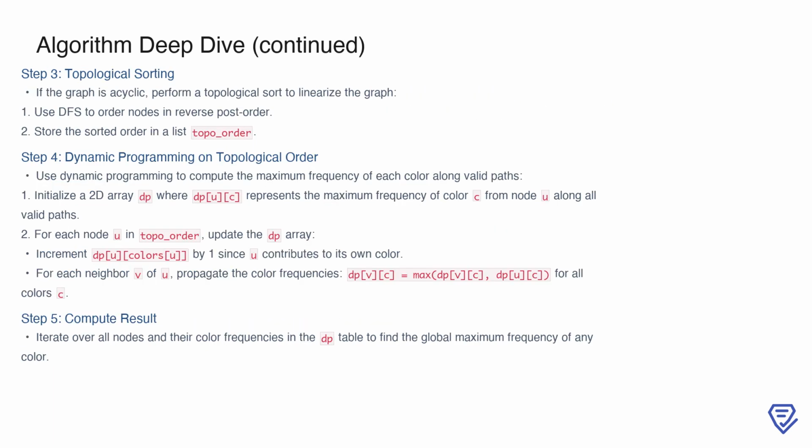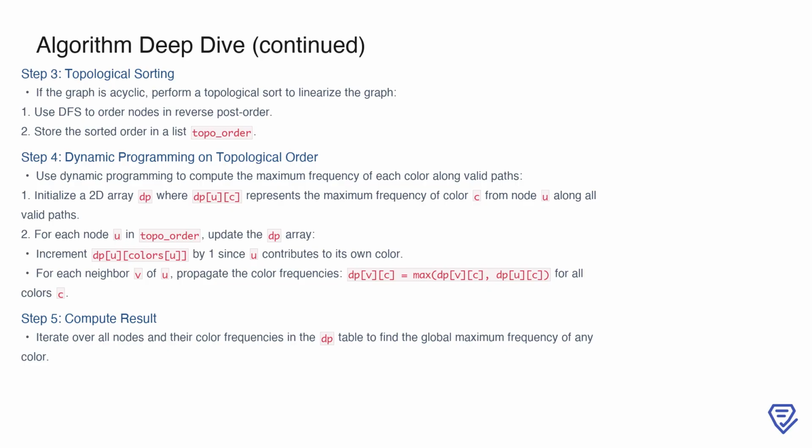Now, assuming the graph is acyclic, we perform a topological sort to order the nodes in a linear sequence. This ordering ensures that when processing any node, all its dependencies have already been processed. The topological sort can be achieved using depth-first search, storing nodes in reverse postorder.